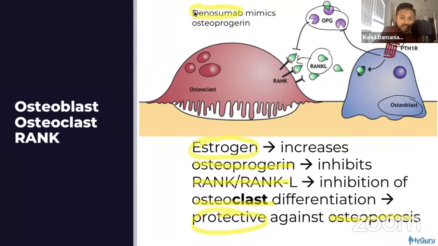So again, guys, I like to go through the normal physiology, some pathophysiology, and then integrate the pharmacology, because this is how the USMLE likes to test. These are how your questions in your question bank are going to test as well. So the key point here that I want you to understand is that estrogen is protective against bone resorption. All right.